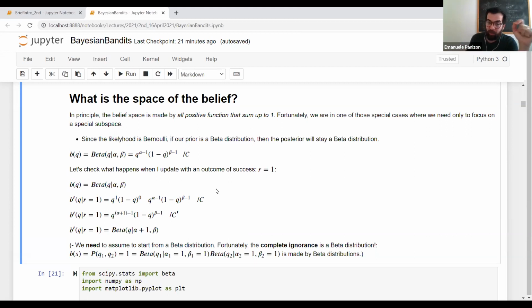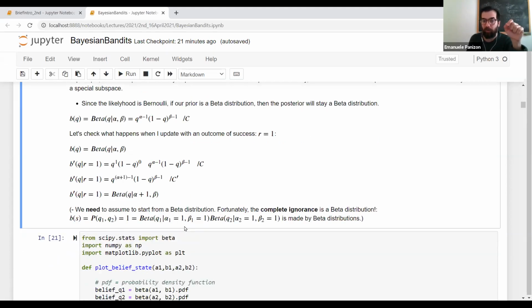Luckily for us, the state of complete ignorance is a beta distribution. The flat probability, one everywhere, which says I have absolutely no prior bias of where my state is, is a beta distribution with alpha equal 1 and beta equal 1.